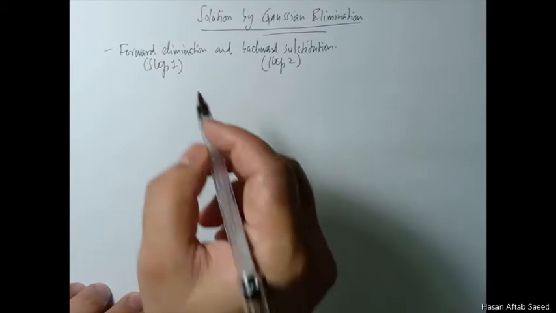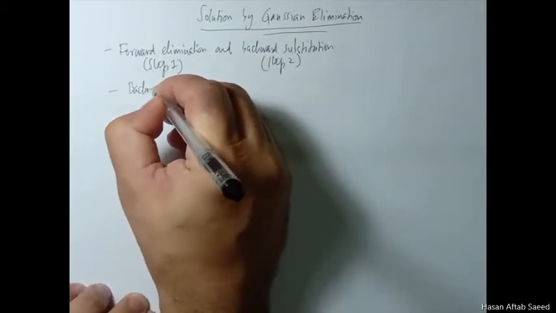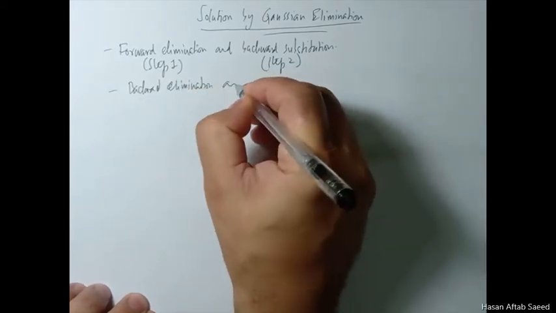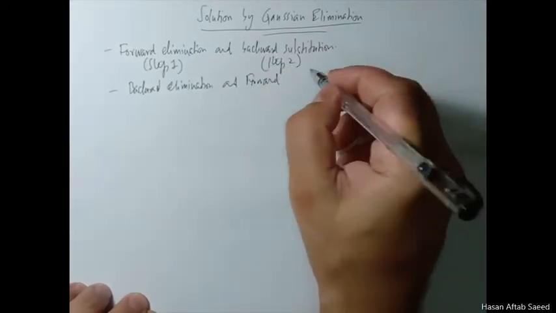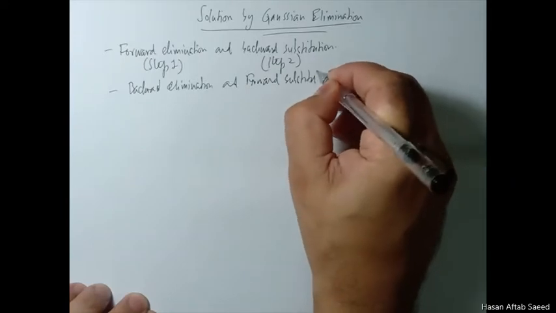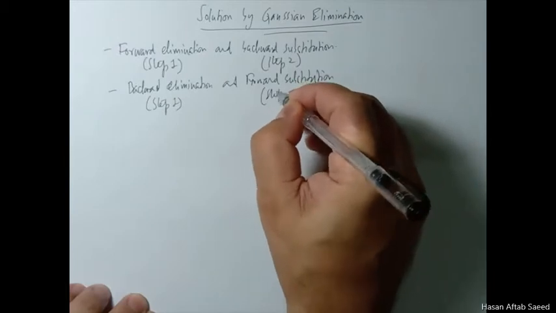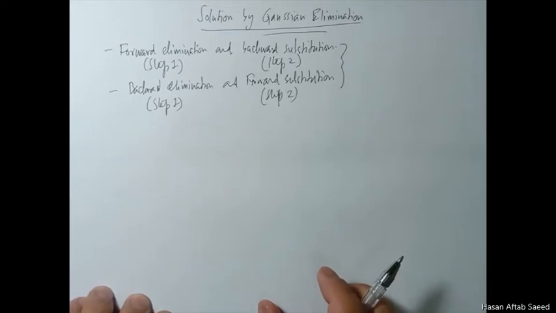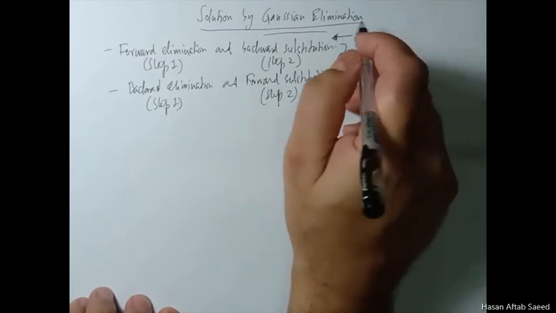Now another variant of this is backward elimination followed by forward substitution. Now in this case, this becomes step 1, this becomes step 2. These are actually identical as far as the process goes, and either one can be done. We'll focus on this one today.